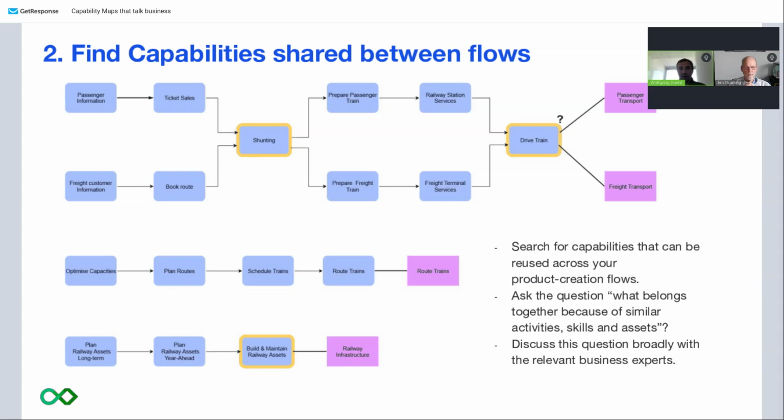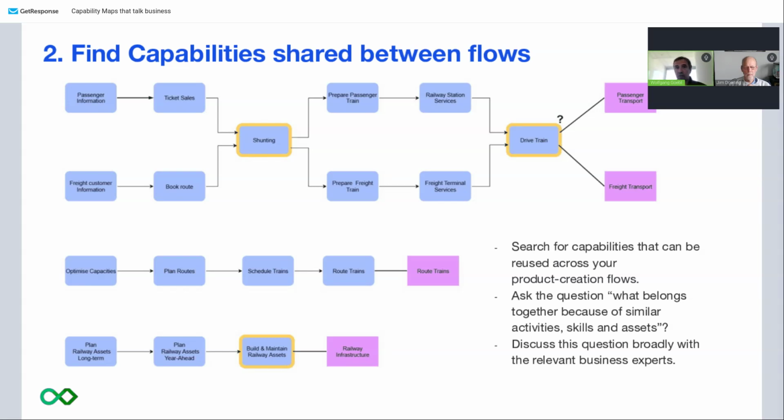The second dimension is reusability, componentization. For me, it's a bit like yin and yang. You need to optimize for flow, of course, but the next discussion is how can I reuse across product creation streams? In that case, maybe this company could say, well, if we have passenger transport and freight transport, maybe shunting, so doing the shunting for passenger trains or for freight trains, is so similar that we say it's only one capability, and we reuse it across those product creation streams. That's maybe true for driving the trains also, with a question mark.